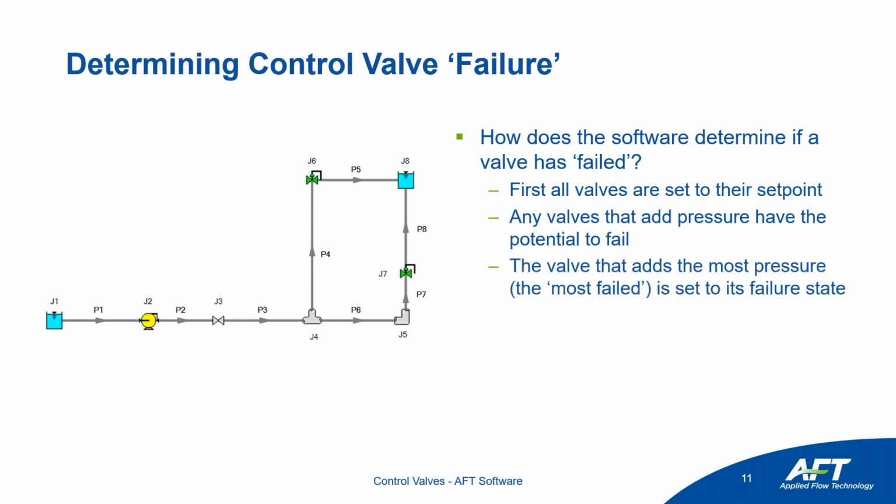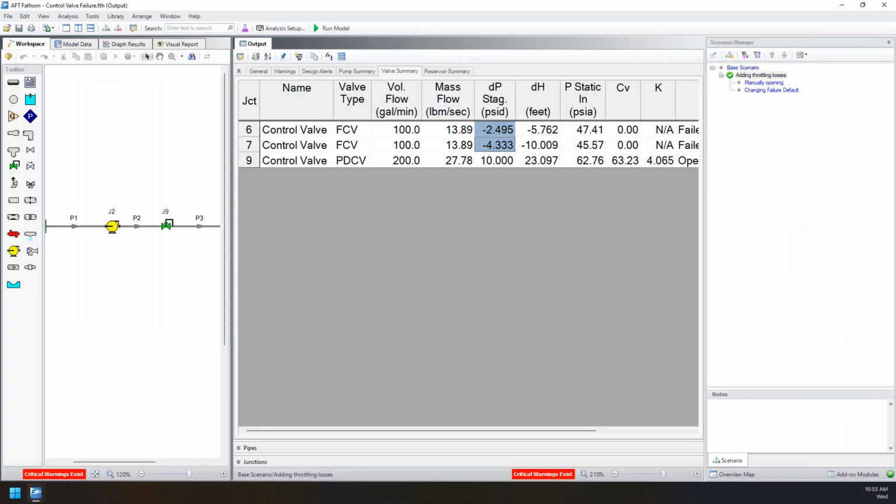However, not all quote unquote failure is the same. So whichever valve is adding the most pressure, the most failed, is going to be set to its failure state. So here, between valve 7 and valve 6, we see a higher pressure loss in valve 7. So we would set that one to fail first. Again, in most cases with always control off, it would set it to its full open loss, whether that's defined or if you're leaving it as lossless for the time being.